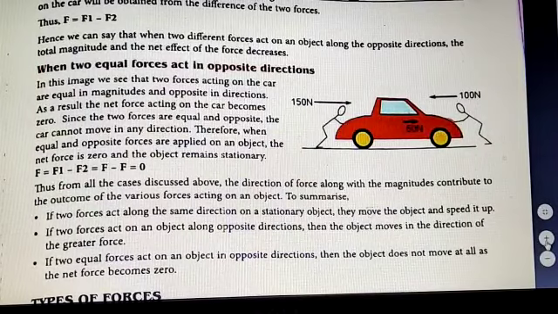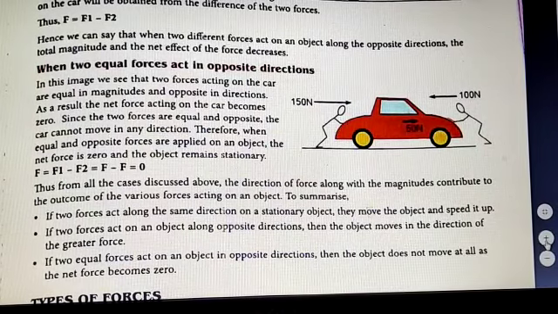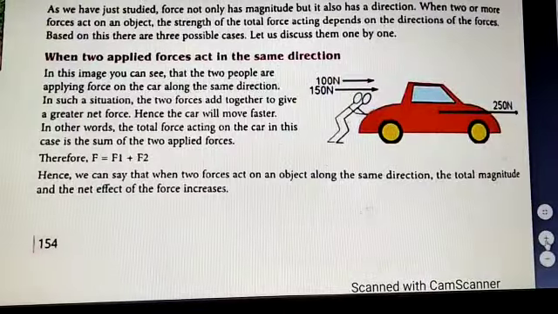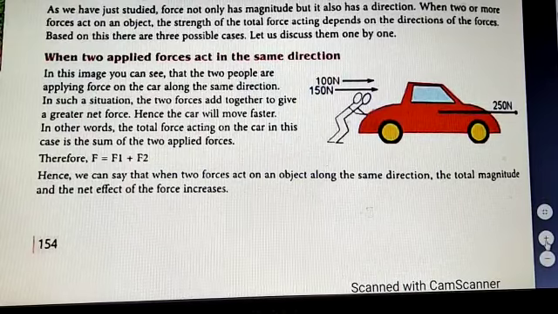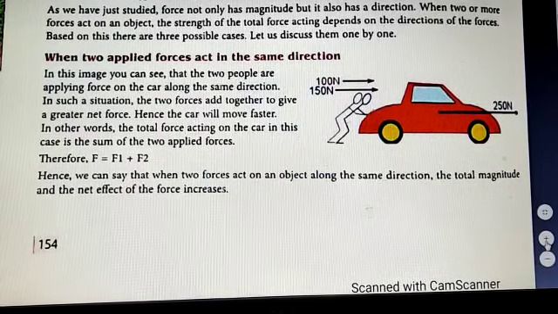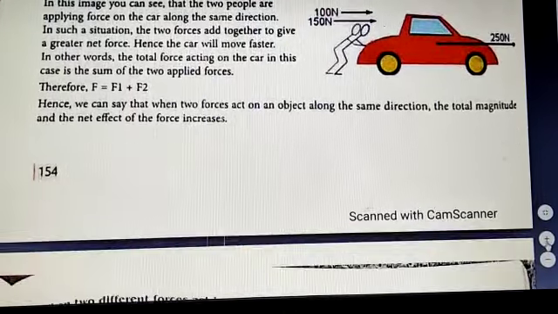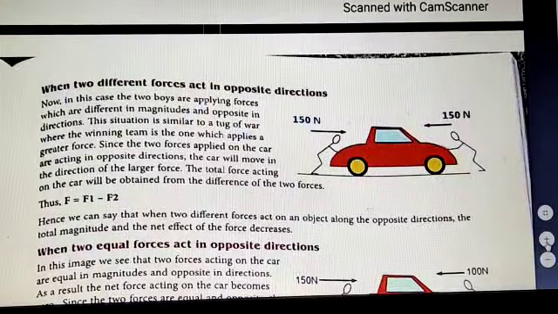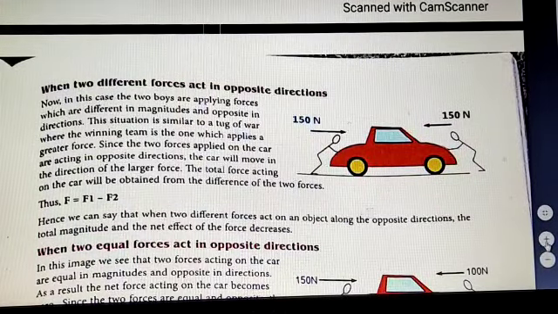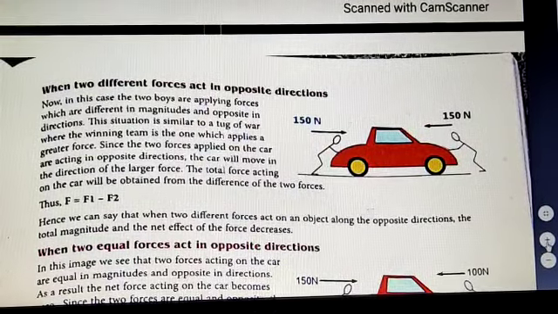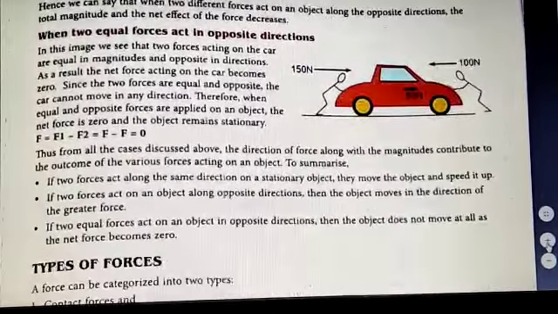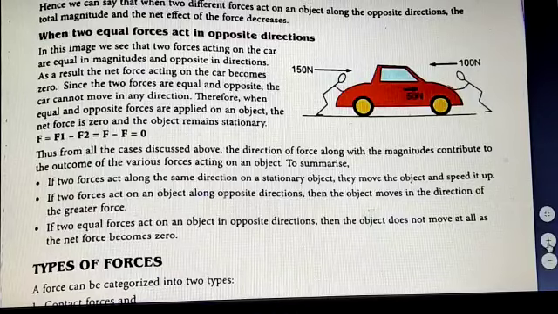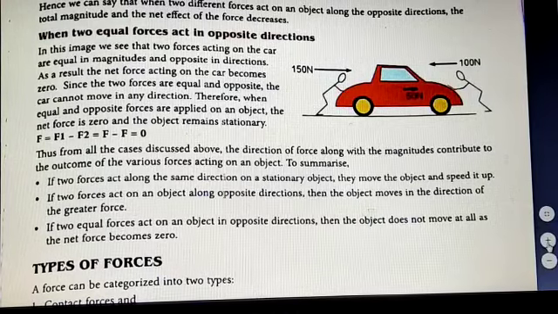Now when two equal forces act in opposite directions, that is the third example. The first example was when two applied forces act in the same direction. How did we calculate the resultant force? F is equal to F1 plus F2. Second is when they act in opposite directions, then we calculate the resultant force as F1 minus F2. The third case is when equal forces are acting in opposite directions. So the resultant force will be 0.